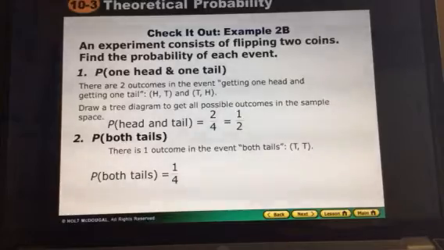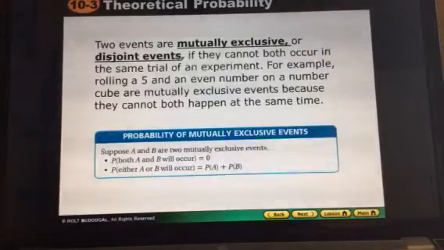Okay, so then one of our other vocabulary terms is mutually exclusive or disjoint. They mean the same thing. So 2 events are mutually exclusive or disjoint if they cannot both occur in the same trial of an experiment. Be like an impossible event. For example, rolling a 5 and an even number on a number cube. You can't do that. You can't roll a 5 and at the same time roll an even number, because 5's not even. So they're mutually exclusive events because they can't both happen at the same time.